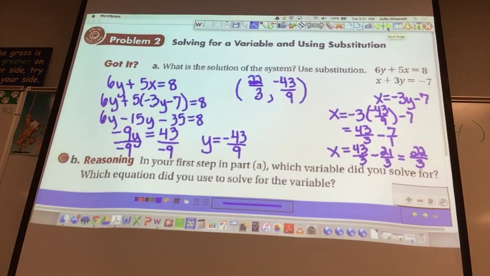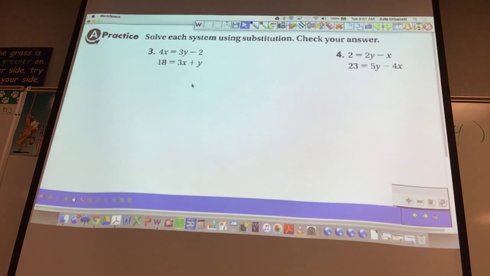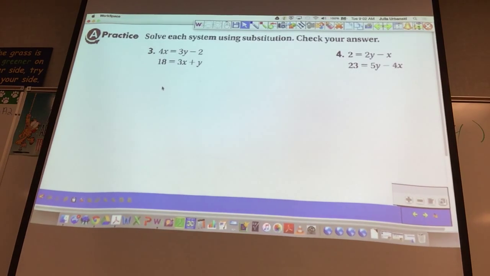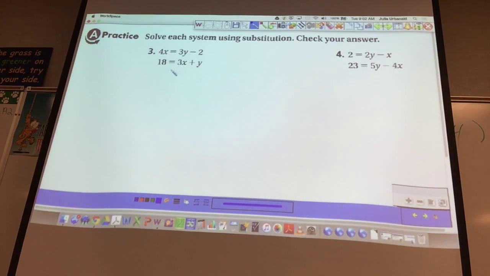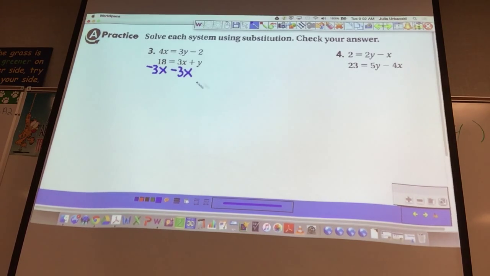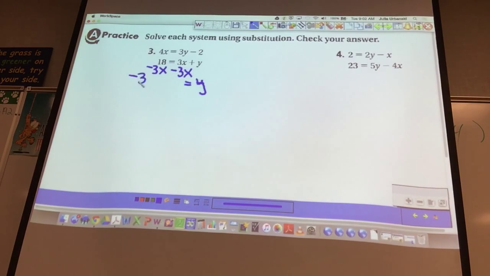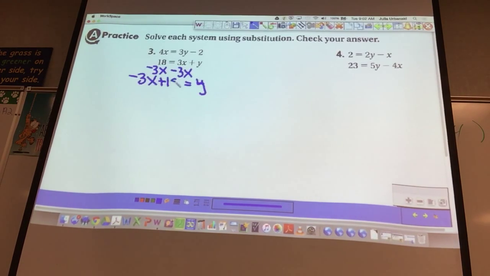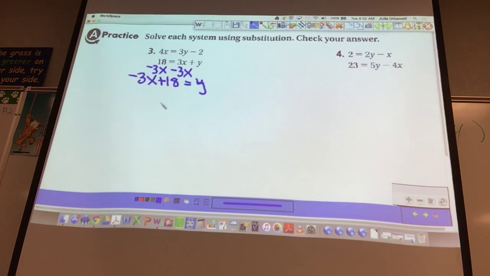These ones right here, all right, which variable looks like the easiest one to get by itself? The y right here. You would accomplish that by subtracting 3x from both sides. Minus 3x and minus 3x. So y really equals negative 3x plus 18. Any questions on where that came from? You just subtract 3x from both sides.